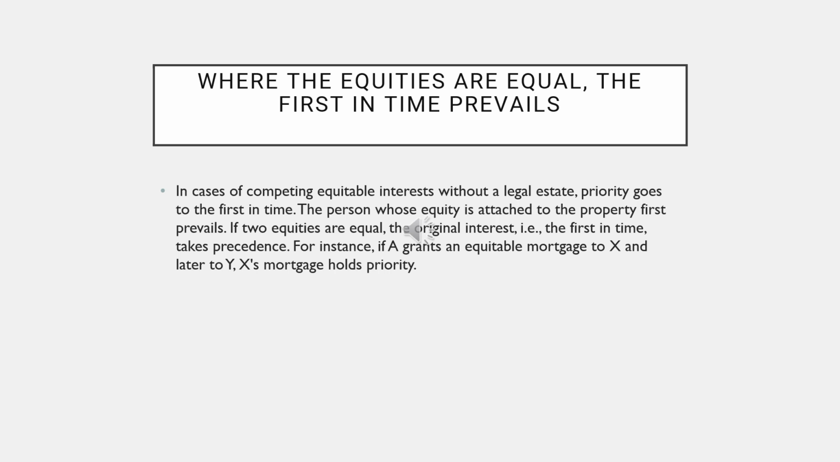Here the term equities refers to multiple equitable interests. Thus in case two equities are equal, the original interest, that is, for example, the first in time will succeed. For example, if A grants an equitable mortgage to X and then subsequently grants the same to Y, X's mortgage shall take priority. It's basically first come, first serve.